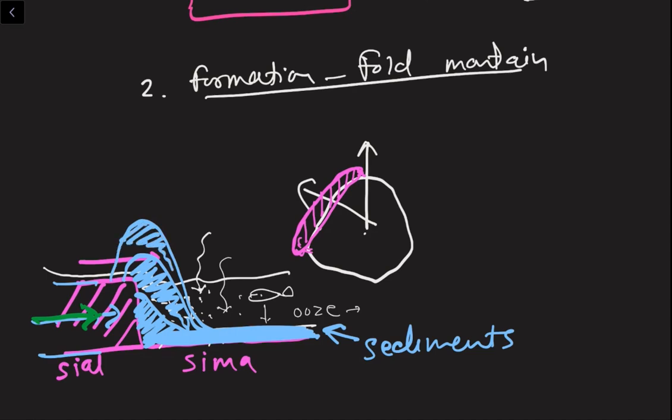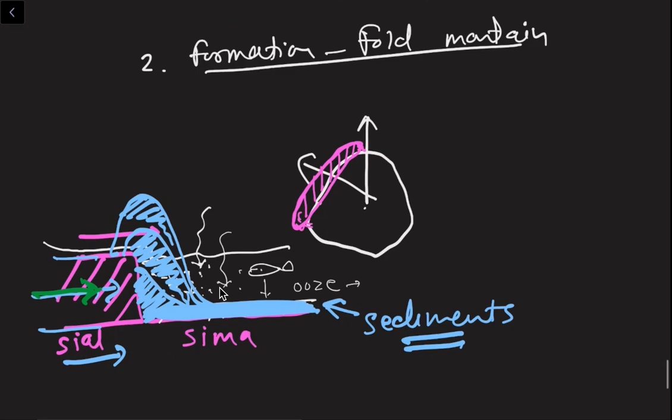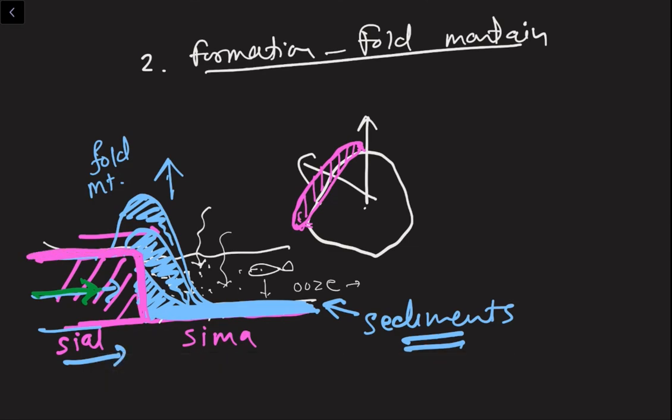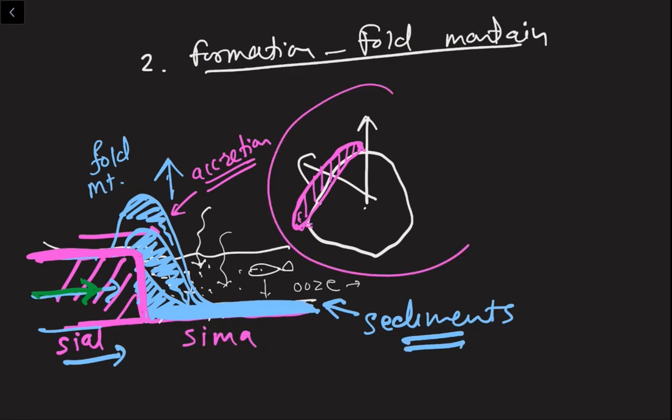Okay, so this sediment will stick to one face of this continent. And this is nothing but the formation of a fold mountain system. You understand? So at one edge of this pink continent, all the ocean sediments are stuck. So this is a kind of accretion, at the edge. So this diagram represents what?